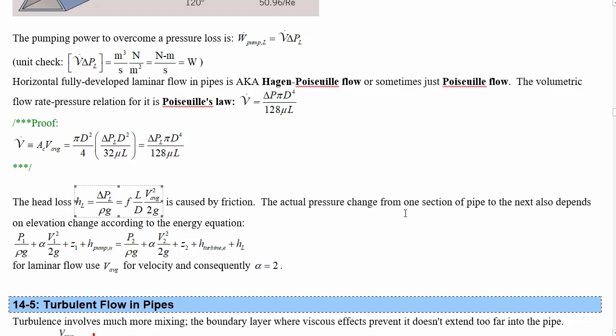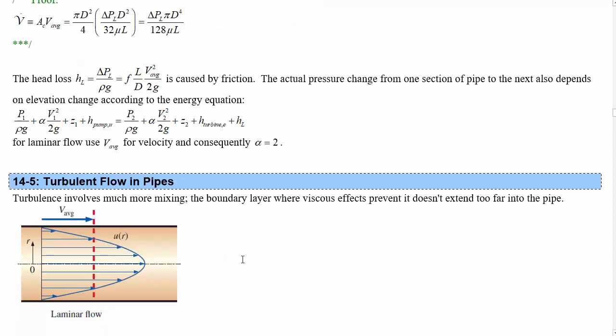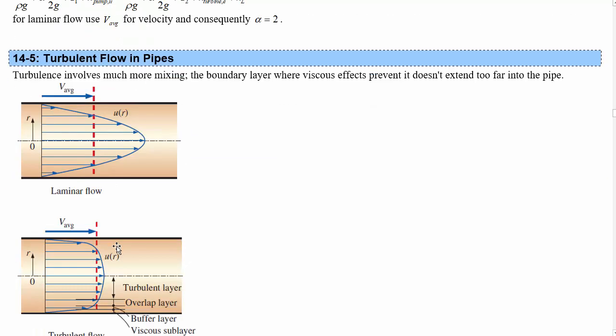All right, for turbulent flow, we're going to use this exact same formula. The only difference is how we calculate the friction factor. So the reason you need to use a different formula to get the friction factor is that the assumptions for laminar flow don't apply to turbulent flow.